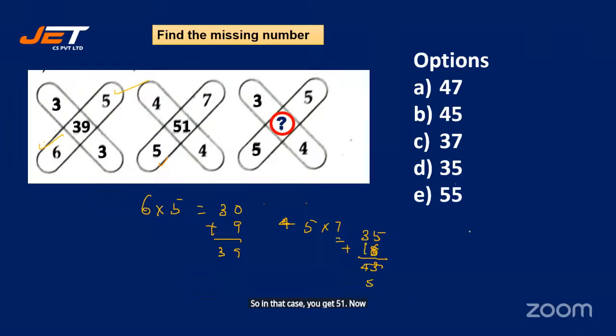Now, the same thing we can also try here. 3 into 4, that is 12, plus 5 into 5. So 5 5s are 25, plus 12, 57. So your option C is the correct answer. Hope you all would have got it.